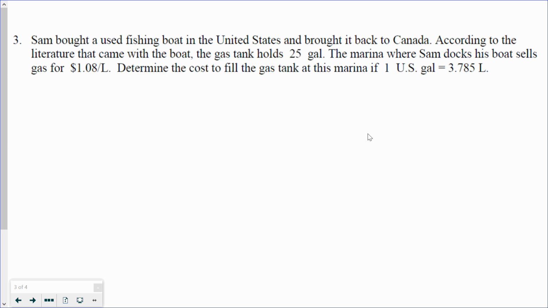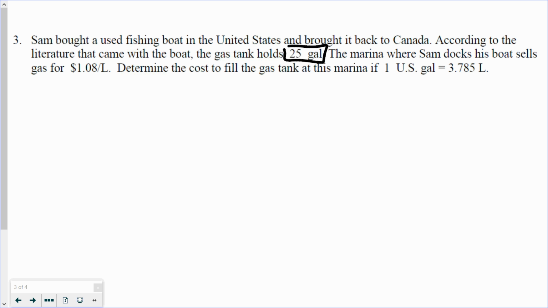So gallons is a unit of measurement in the imperial system, which the US is very fond of, but we would use things like liters instead. But again, they bought the boat in the US, so the manual that would come with it would be related to US quantities. So we need to convert that, again, thinking about what's important.